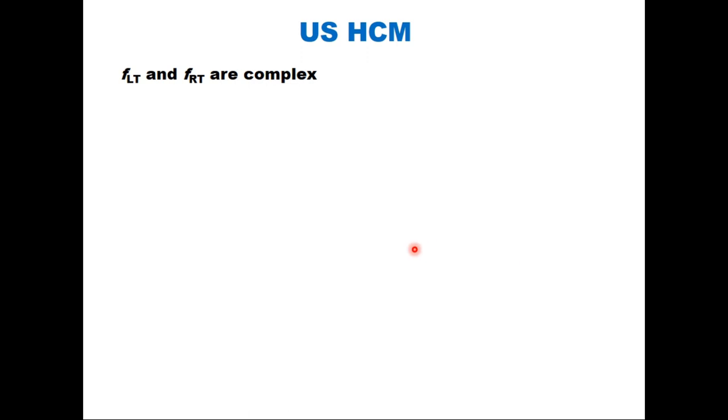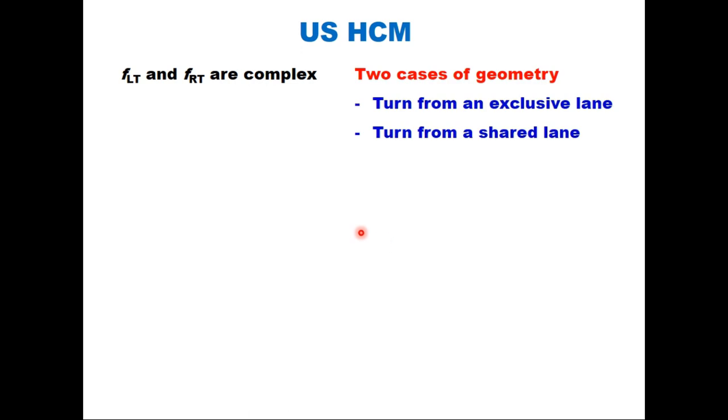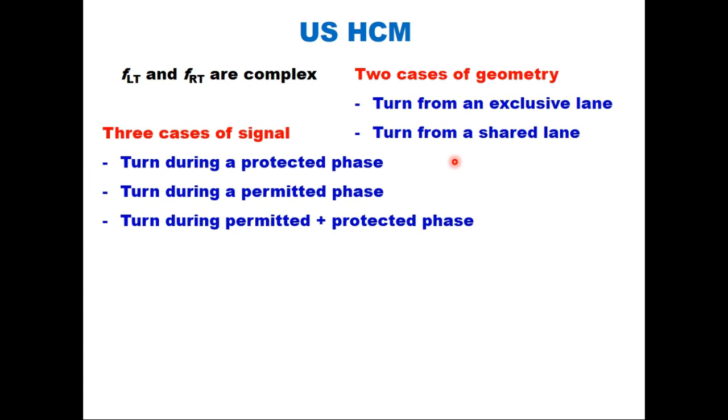Now the adjustment factors for left turn and right turn are very complex. A turn can be made under 8 different conditions. 2 cases of geometry: turn can be from an exclusive lane or it can be from a shared lane. And 3 cases of signal: turn during a protected phase, turn during a permitted phase, and turn during permitted plus protected phase. Now these 2 cases of geometry and 3 cases of signal will give you 6 different combinations.